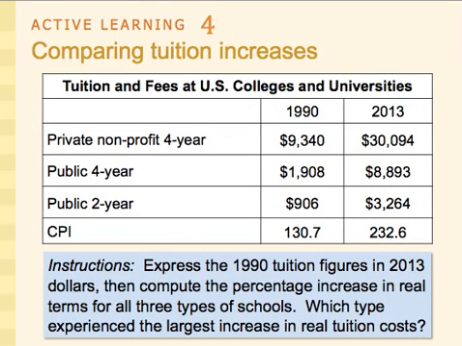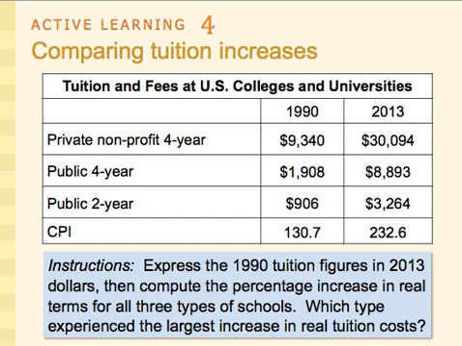Now, let's compare tuition increases. Tuition and fees at U.S. colleges and universities, 1990 versus 2013. Private nonprofit four-year universities in 1990 were $9,300 in nominal terms versus $30,000 in 2013. Public four-year, so a public university, $1,900 versus $8,800. Public two-year, $906 versus $3,200. The CPI here is 130.7 and 232.6. So we capture that growth in price with the CPI.